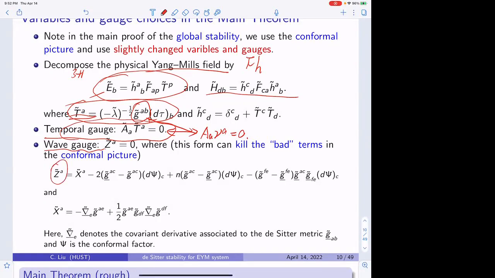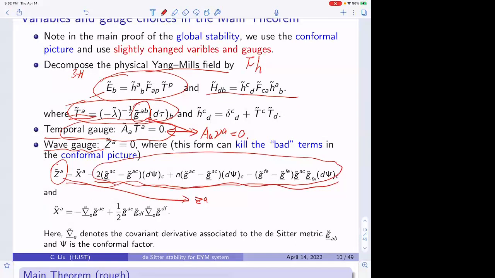And this Z is defined by this long formula. Why we use this long formula? The purpose is because we will use the conformal picture to prove everything. So eventually we will do a conformal transformation, transform this E tilde to another conformal Z. In that conformal Z, if we choose this source term like this one, then in our function formulation, we can get a good expression. Otherwise, there may be some T square 1 singular term involved. We don't want that. So we design this wave gauge just like this to kill some bad terms. So this is our purpose.